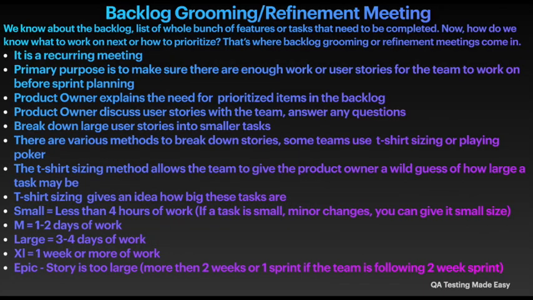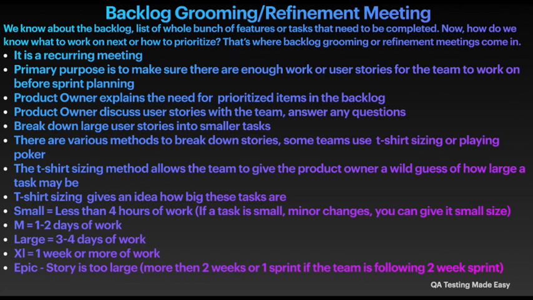So now we know what a backlog is, but how do we know what to work on? That's where the backlog grooming or refinement meeting comes in. It is a recurring meeting, meaning every sprint will have a grooming meeting. The primary purpose is to make sure there is enough work or user stories for the team to work on before sprint planning. So the product owner prioritizes the backlog items, discusses the stories with the team, and answers any questions related to the user stories.